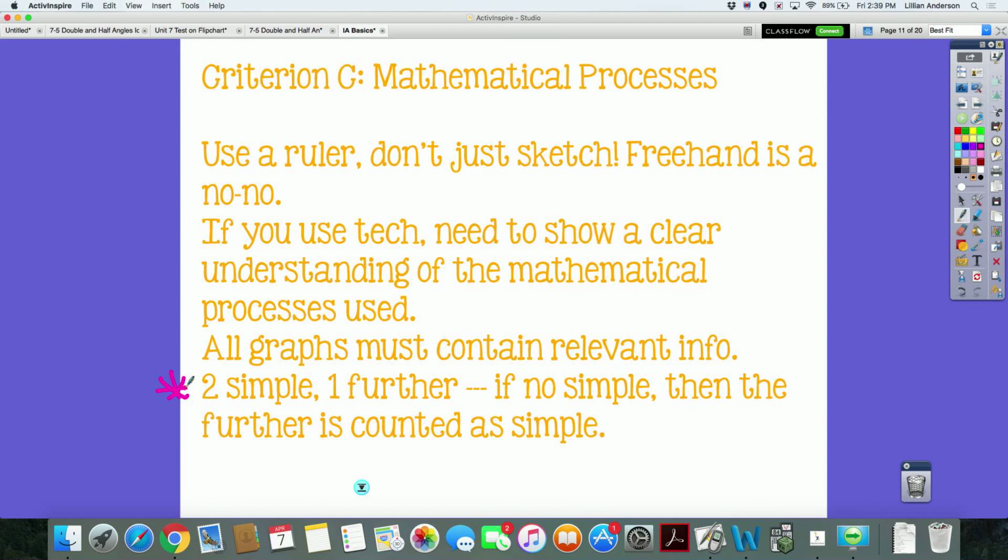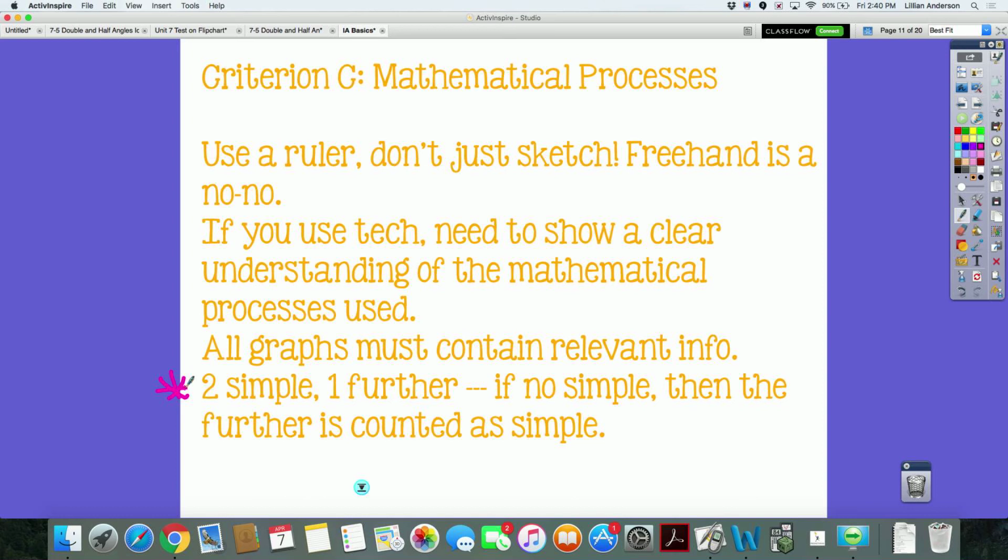If you're doing something with quadratics, say you're really into rocket ships and you're doing an investigation where you're shooting off rockets and trying to determine the height if you use a certain amount of whatever. I don't know much about rocket shooting, but it's quadratics, right? Finding the vertex will be something like a simple process, okay? But maybe using another method to find the maximum height instead of just plugging in the vertex, that can be considered a further process. But at least 2 simple and 1 further.